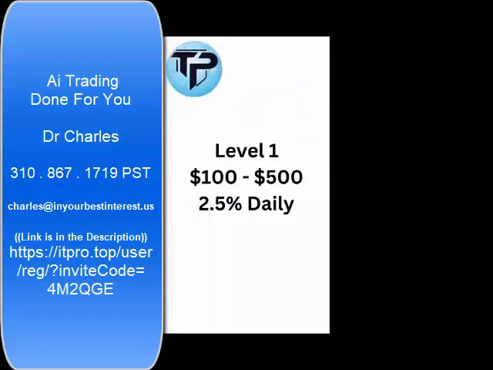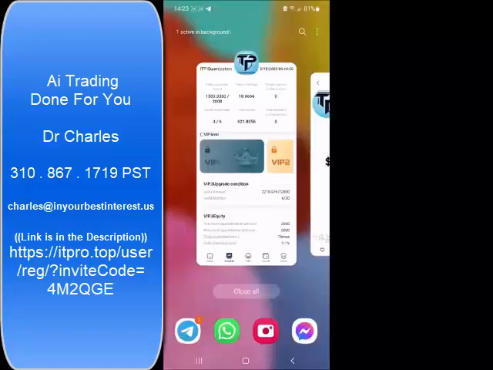Now, when you start, you'll be on level 1. And at level 1, you start with a minimum of $100 and a maximum of $500. And for that, on the quantitative trading, you will make 2.5% every single day.